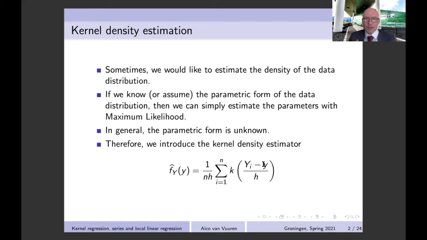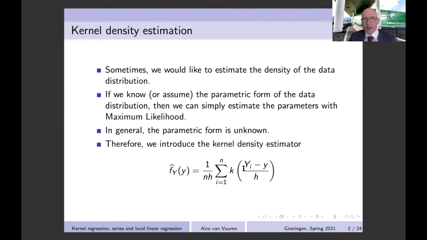But still, we can expect that if we have a lot of observations very close to our y, and the density function is continuous, then the density function is also going to be high at those y's for which there are a lot of observations very close to that particular y. And that's exactly what this estimator does.